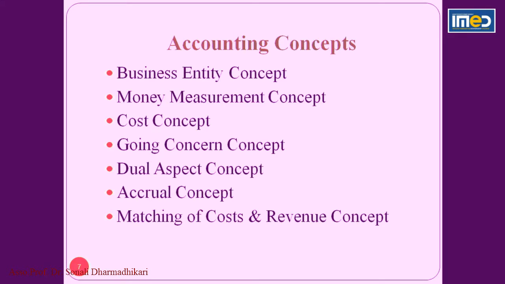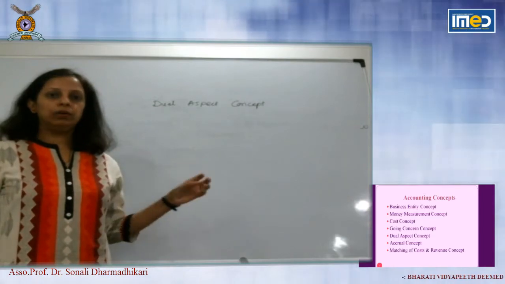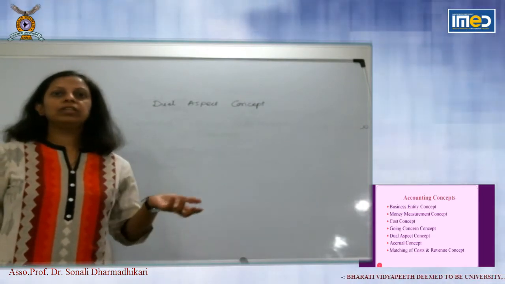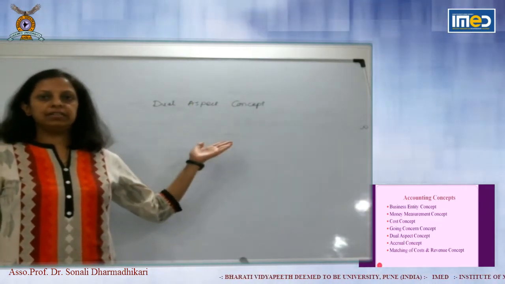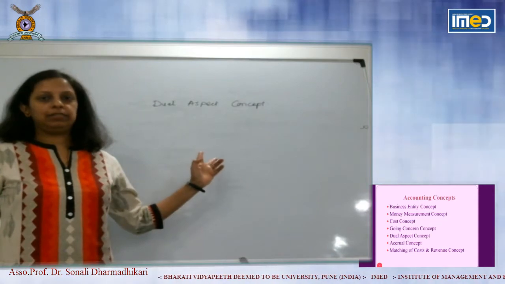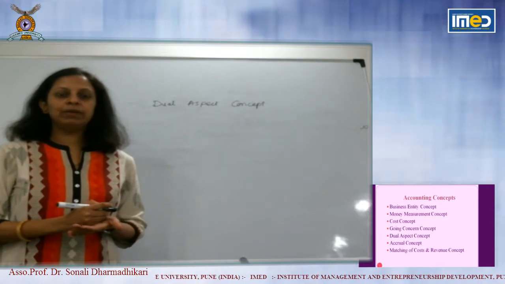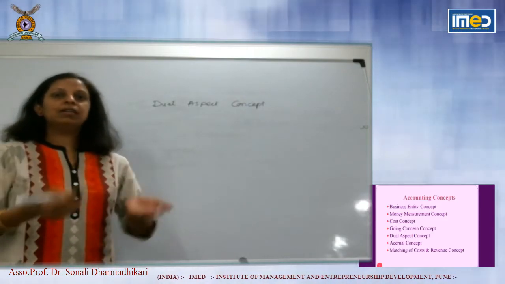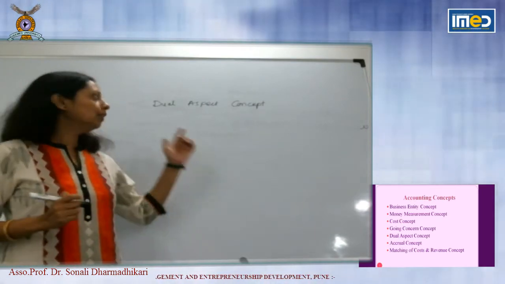Next is dual aspect concept. Again, this is the basic principle of accounting. You must be knowing that accounting is debit and credit. So what is debit and credit? Each and every transaction has two aspects. So it is called dual aspect. You have to find out the two aspects. Then you have to logically apply the accounting rules, and then you have to pass the journal entry.